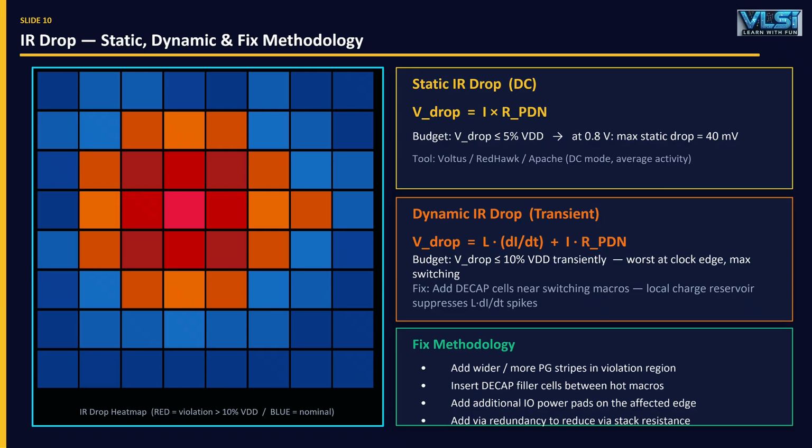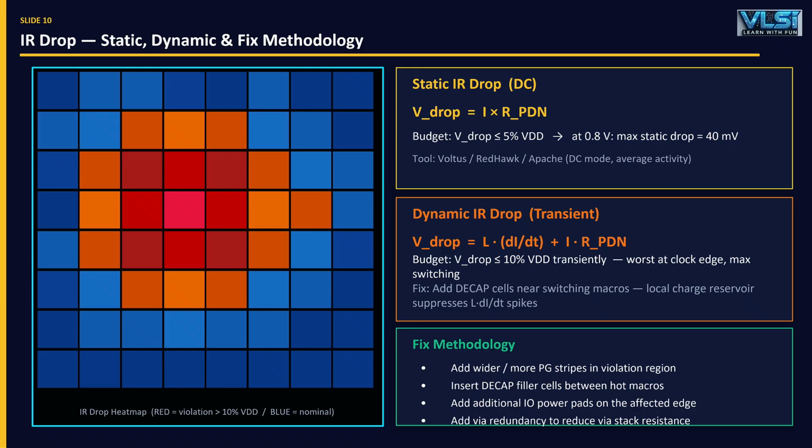Now let's talk about something that silently breaks designs. IR drop. Imagine charging your phone with a long, thin cable. What happens? Charging slows down because voltage drops across the wire. Same thing happens inside a chip. When current flows through resistance, voltage drops. That's IR drop.